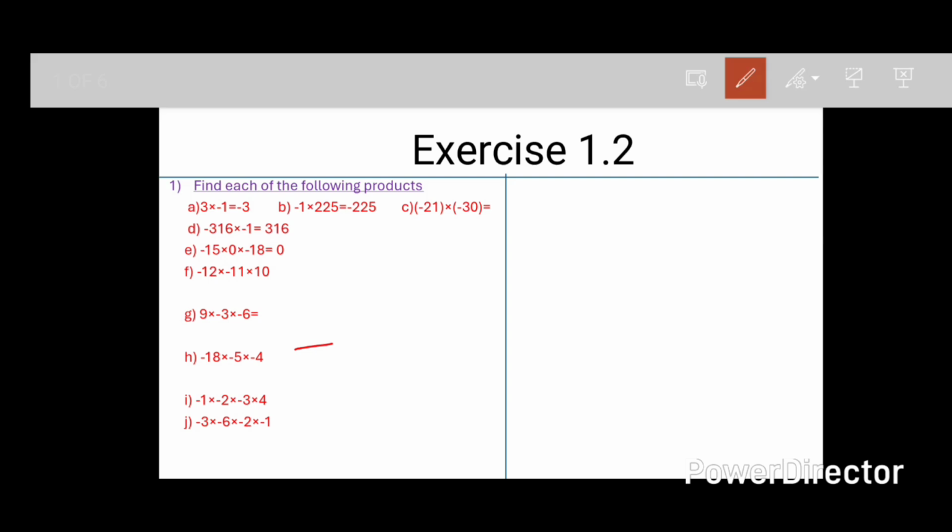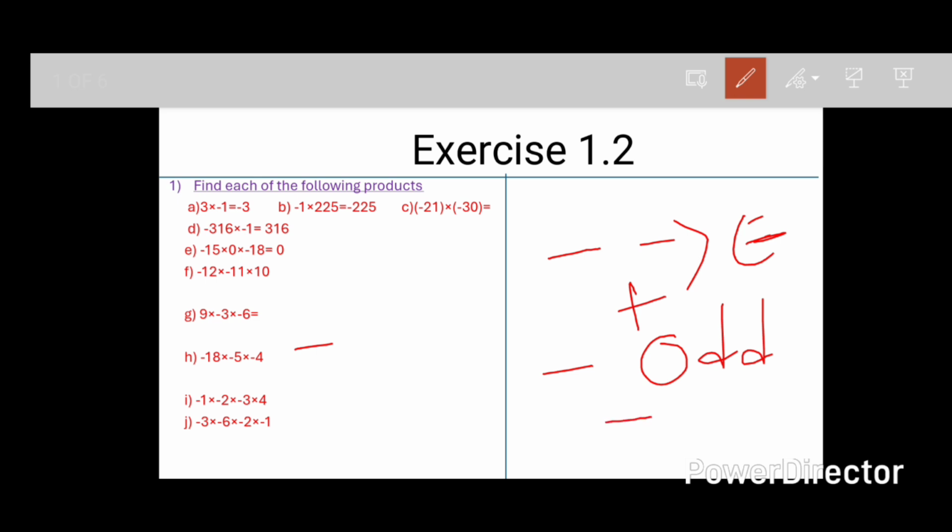If the minus symbol is repeated an even number of times, meaning 2 times, 4 times, 6 times, like this, then in the product it becomes plus. If the minus symbol is repeated an odd number of times, meaning 1 time, 3 times, 5 times, then in the answer the minus symbol remains as it is. That's why here, in this problem, the minus symbol is repeated an odd number of times, meaning 3 times, so in the answer also minus will come.